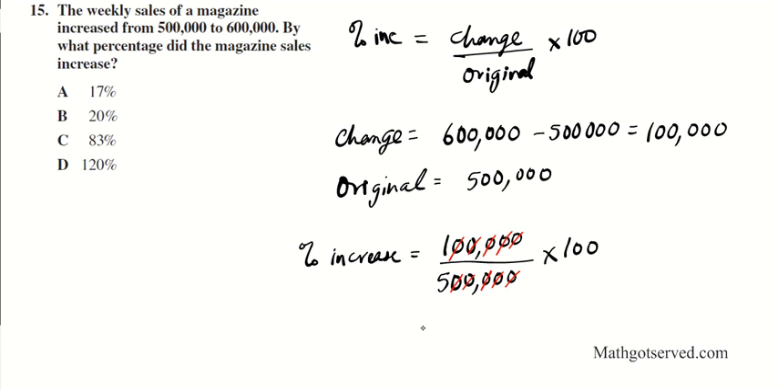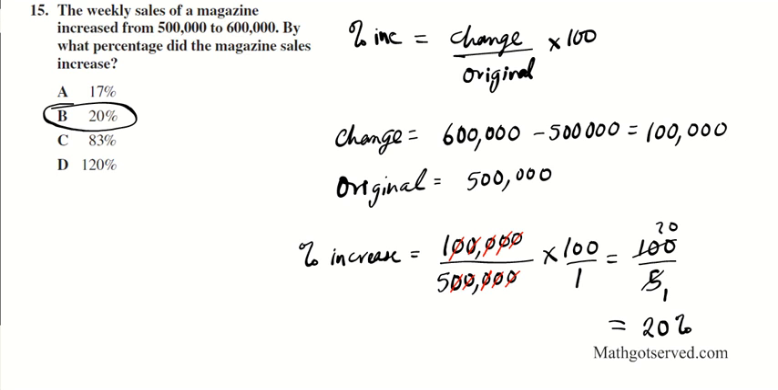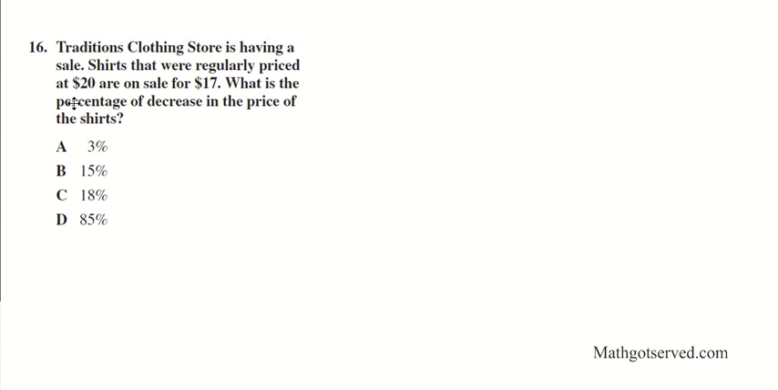So that basically gives us 1/5 over 1. If we multiply across, we'll have 100 as a consequence of multiplying 1 times 100, divided by 5. When you divide 100 by 5, you have 20. Alright, because 5 goes into 100 20 times, so this would be 20%. So the answer to number 15 is B. Alright, let's take a look at another percentage problem, number 16.